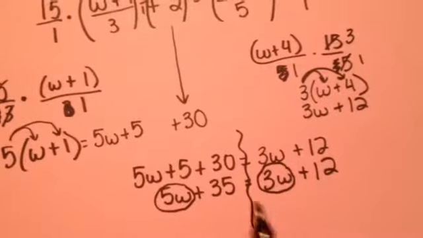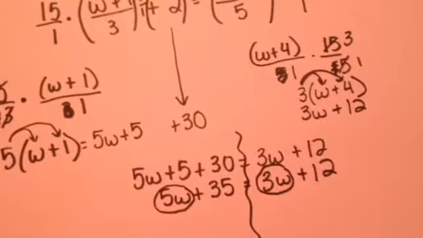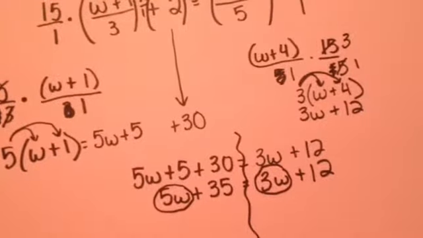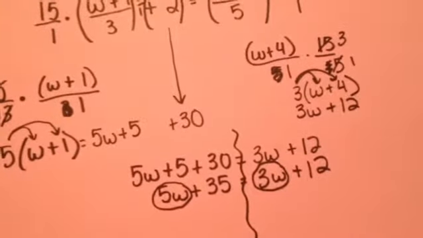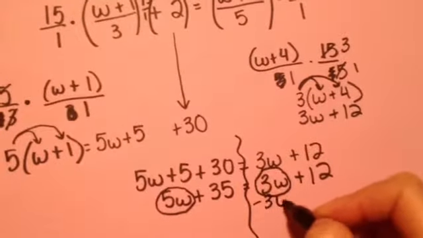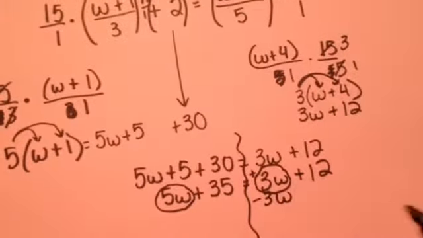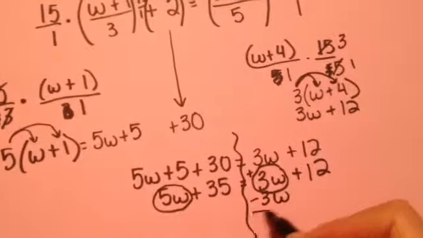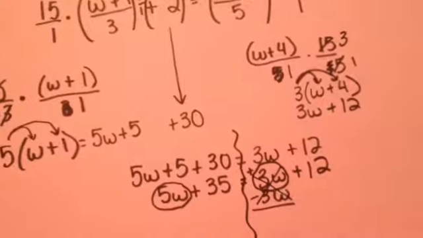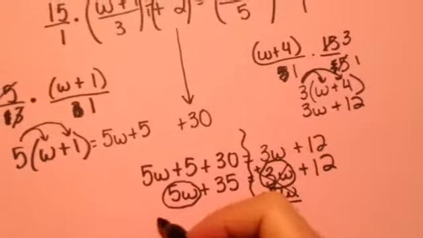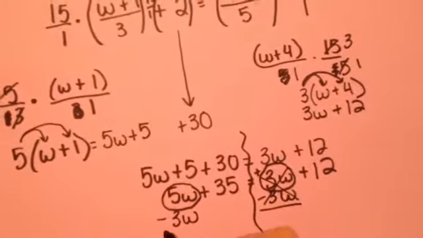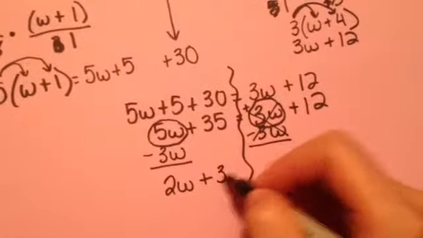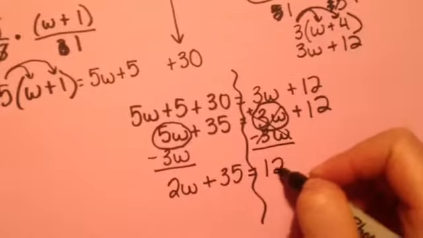I can choose which side I want to move the w's to. I don't like to deal with negative variables because I think it's easier to deal with positive, so I'm going to move this 3w over. This is a positive 3w, so to make it equal to 0, I need to do a negative 3w, which will cancel. Whatever I do to one side, I have to do to the other, so I'm going to subtract 3w. Now I get 2w plus 35 equals 12.